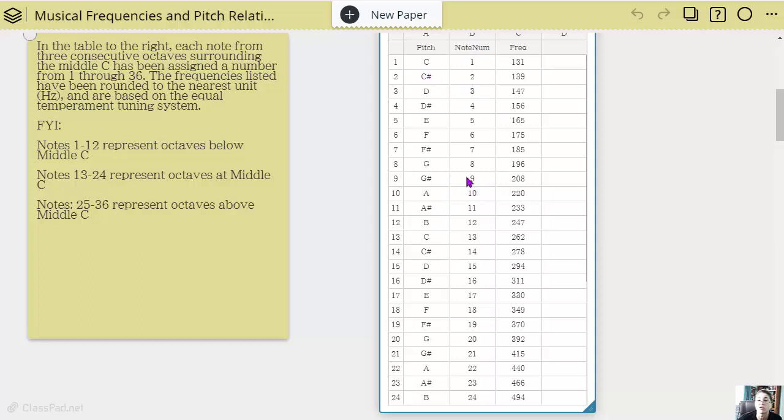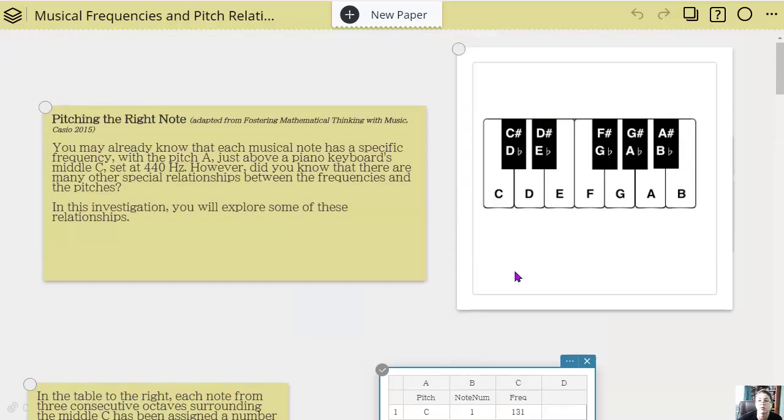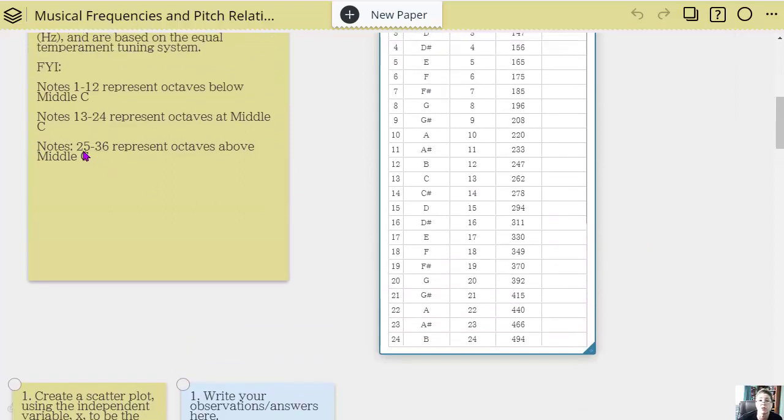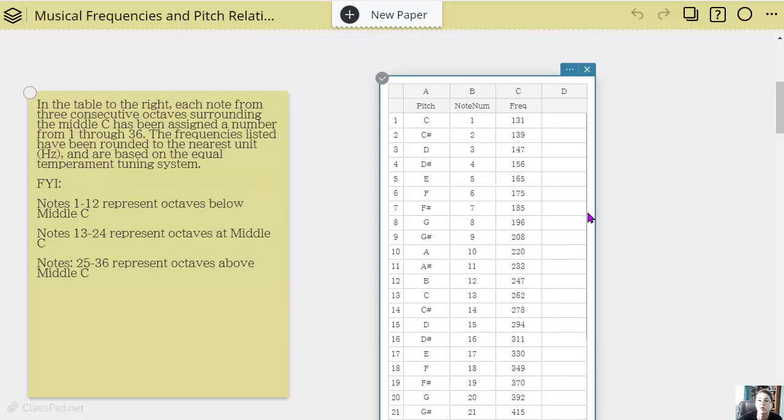We've numbered them 1 through 36, and the first 12 represent the octave below the middle C octave. The middle 12, so notes 13 through 24, represent the octave at middle C, this one that's represented here. And then the notes numbered 25 through 36 represent the octave above middle C. So what we're really doing is comparing 3 different octaves: the 12 at middle C, the 12 below middle C, and the 12 above middle C.